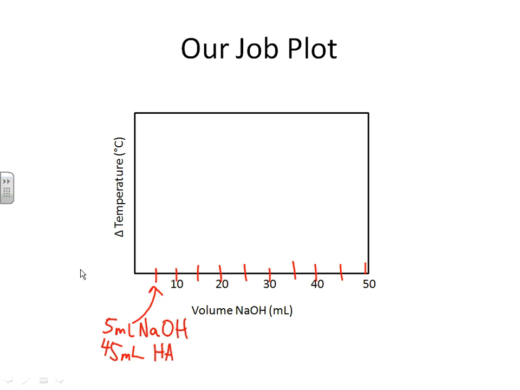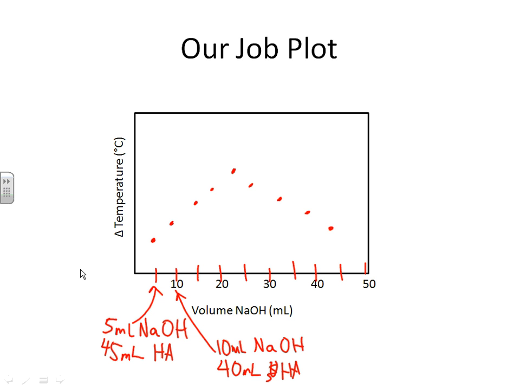Trial 1, maybe your change in temperature was, I don't know, here. So you're going to plot the points. Each of them is a trial. So this would be trial 1. This would be where you had 10 milliliters of NaOH to 40 milliliters of unknown acid, HA. So that's trial 2. And maybe your graph looks a little bit like this. I think I hit every point there. Your graph's going to look like that.